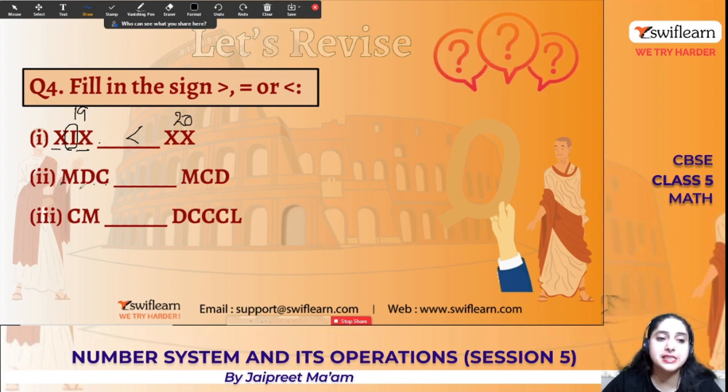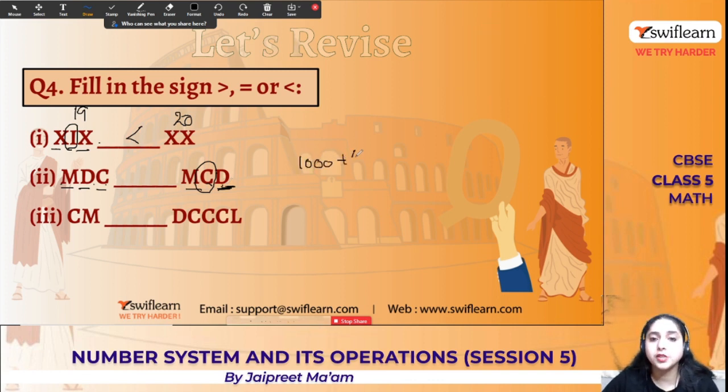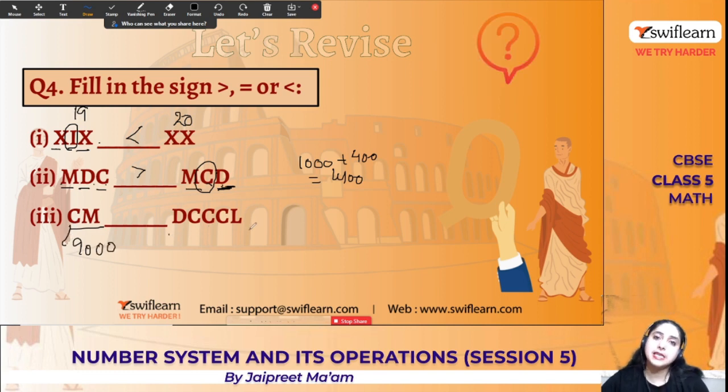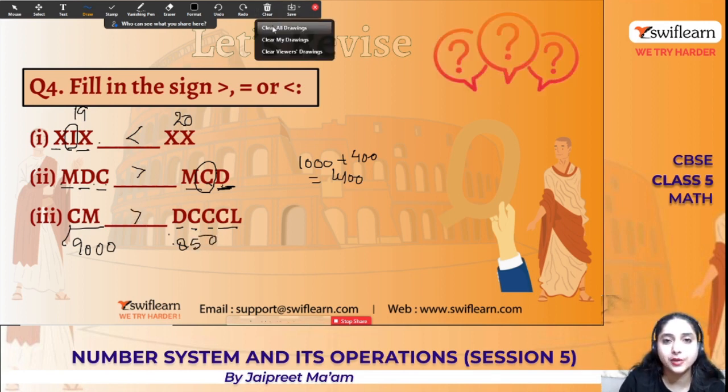And it's MDC, M 1000, 1500, 1600. MDC, smaller value is in the middle, so you have to subtract from the right hand side value. So it will be 1000 plus 400. So it's 1400, and yeah, this one is greater. Now CM means 900, simple, smaller value is in the beginning. Then DCCL, D means 500, 600, 700, 800, and L is 850. So this is the greater value.